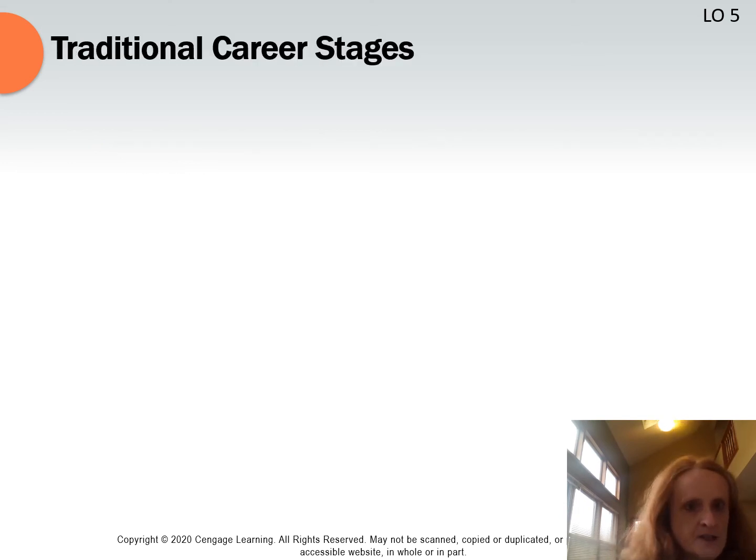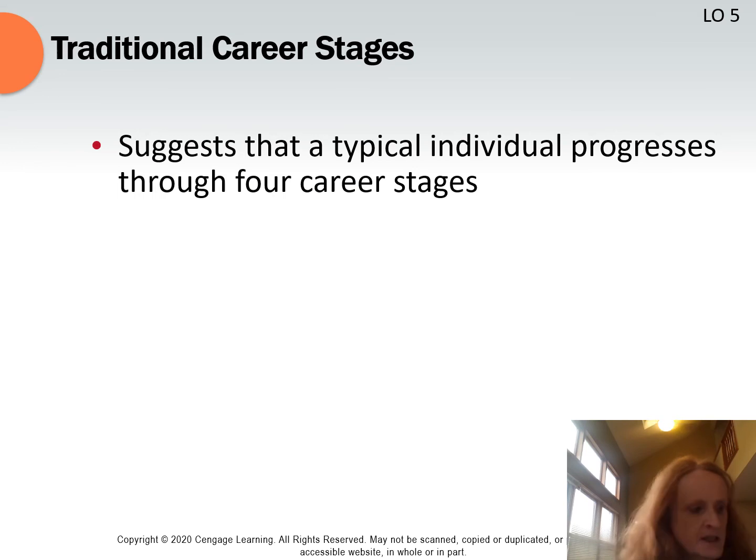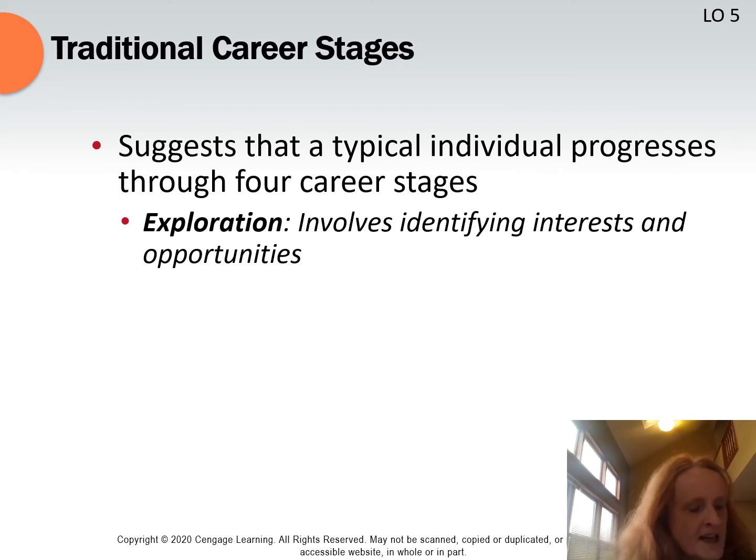There are various stages in careers, and we're going to look at a traditional model for career stages. This suggests that a typical individual progresses through 4 career stages. One would be exploration. This involves identifying interests and opportunities. This may be in somebody's late teens to late 20s. Sometimes people take their first jobs in particular fields, and then they discover that they're not what they expected, and so they begin to look for alternative options. Others are satisfied to find their first job assignments. They find them exciting, and they are just what they expected them to be.